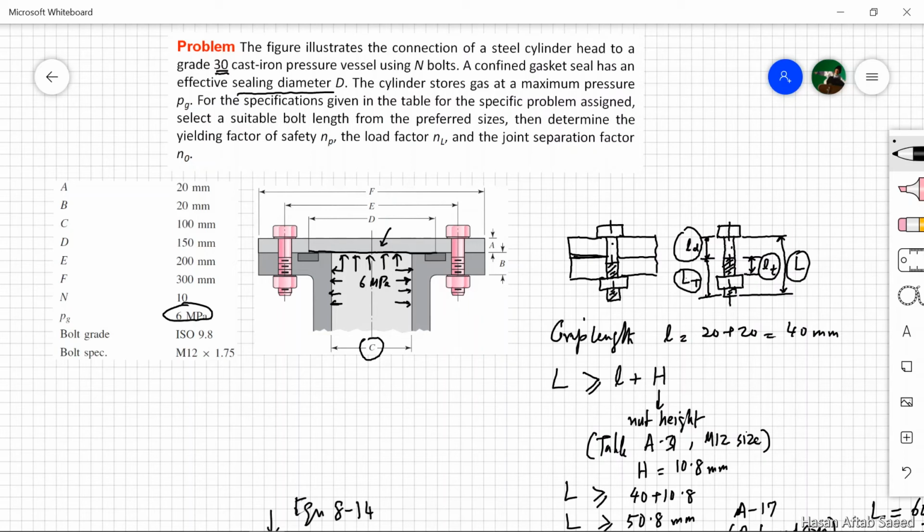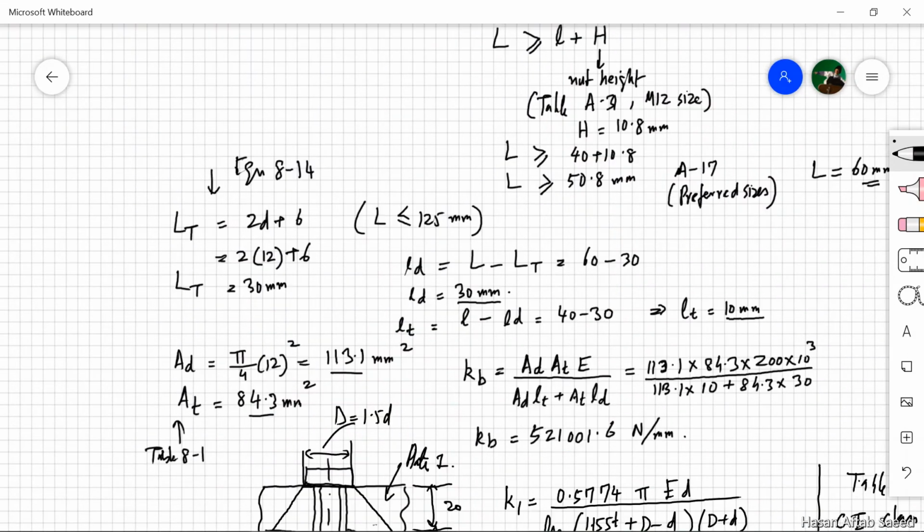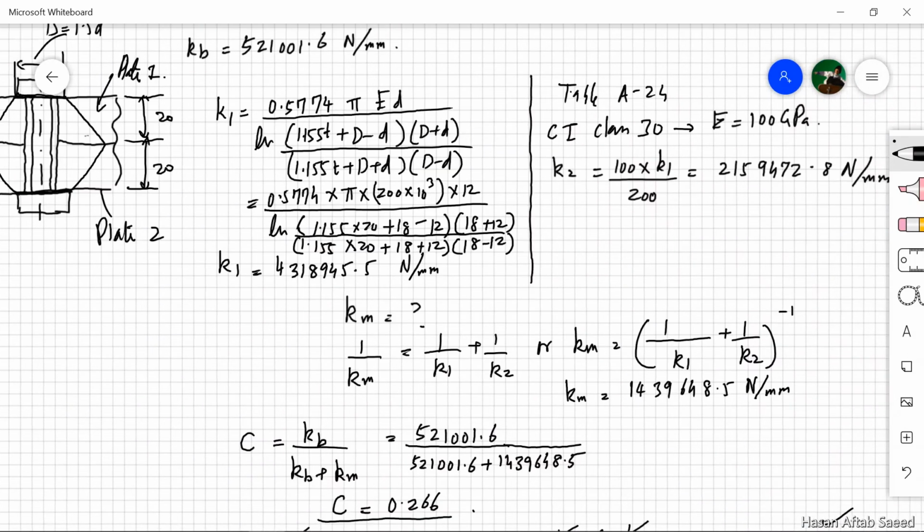But if you were to use this inner diameter, it would be a mistake, because the fluid will be acting inside this effective sealing diameter. So we have to use this D for our calculations. You need to be careful, because sometimes it's easy to make a mistake here.